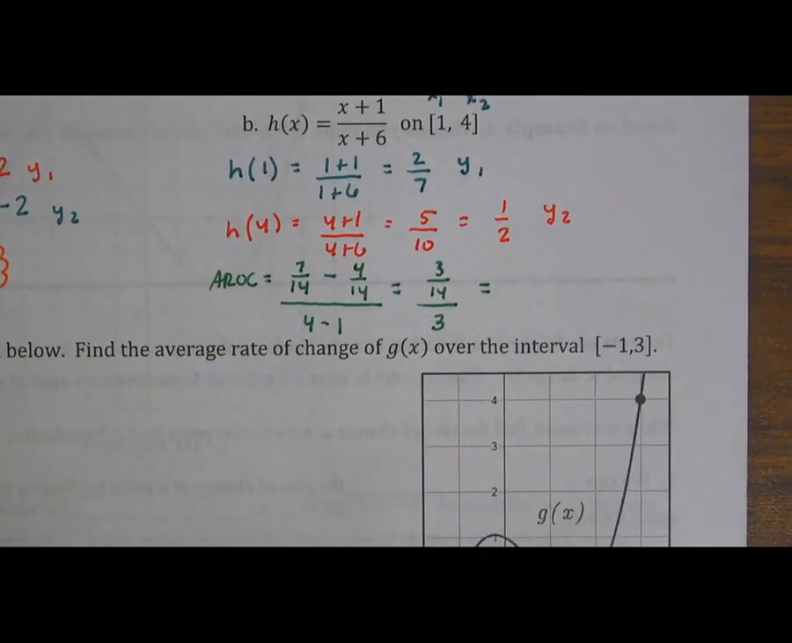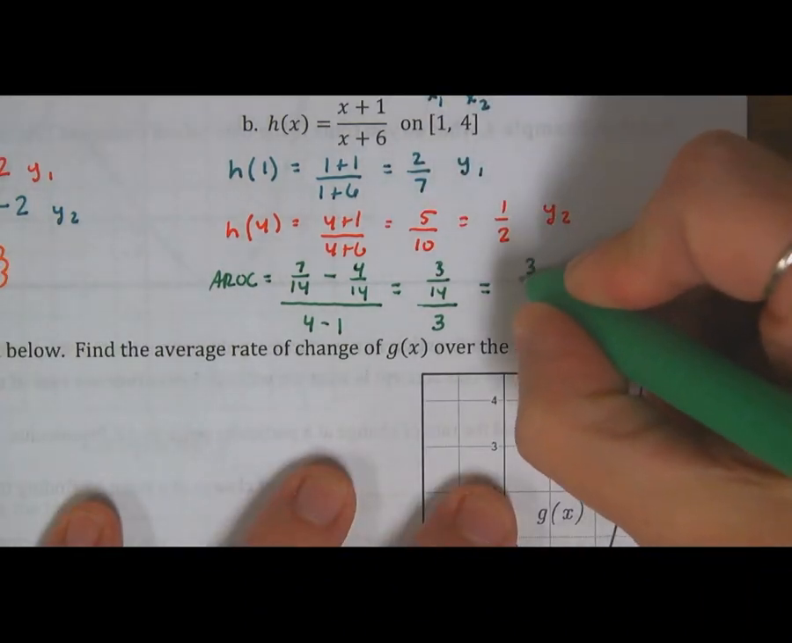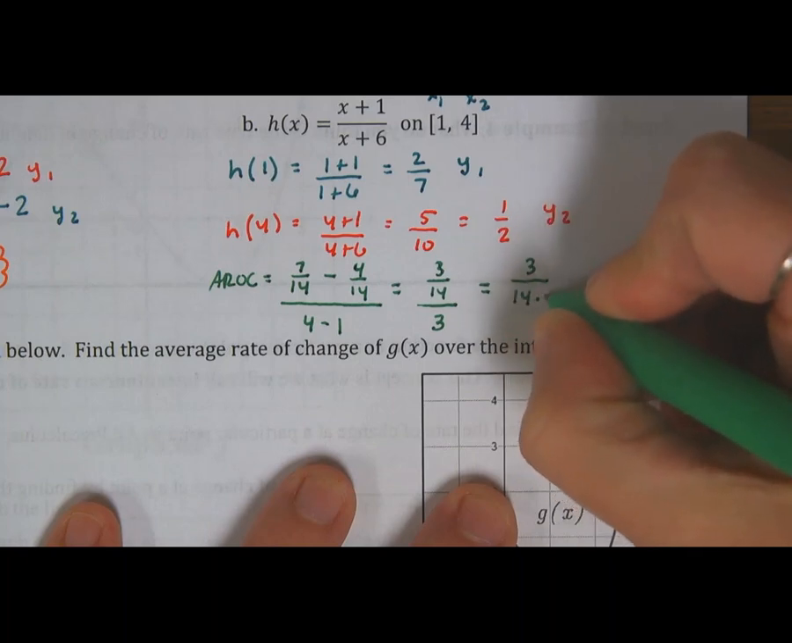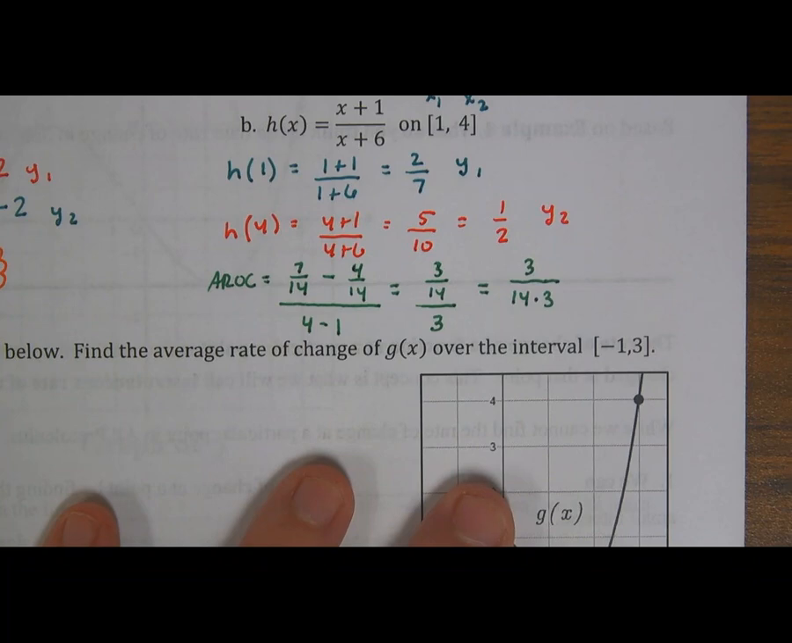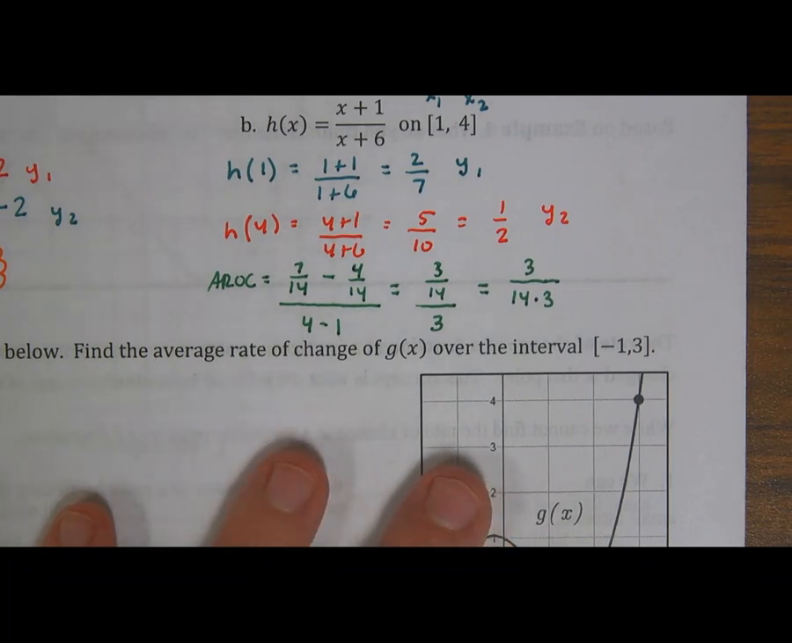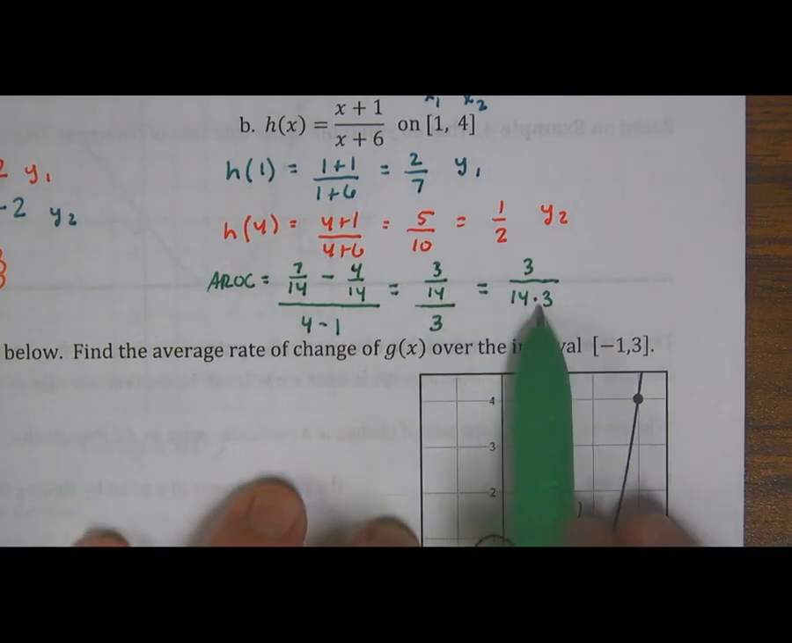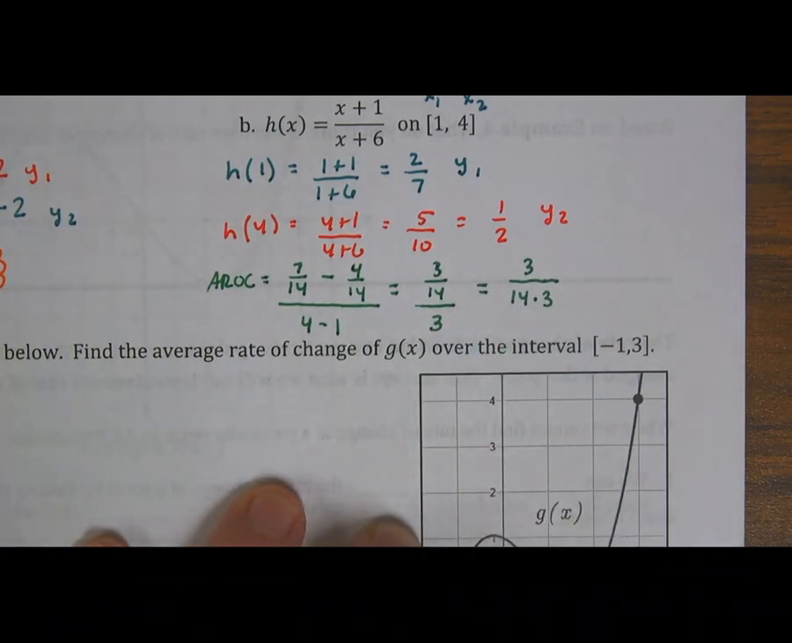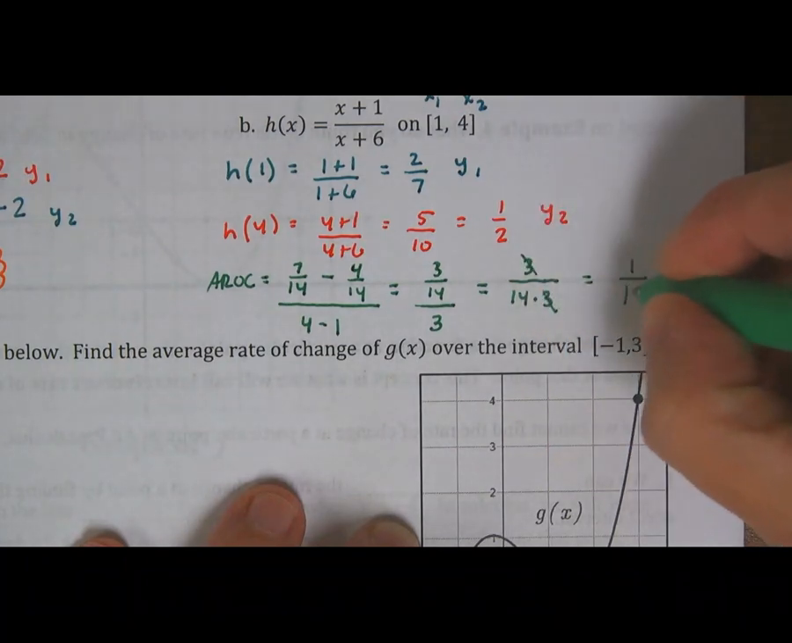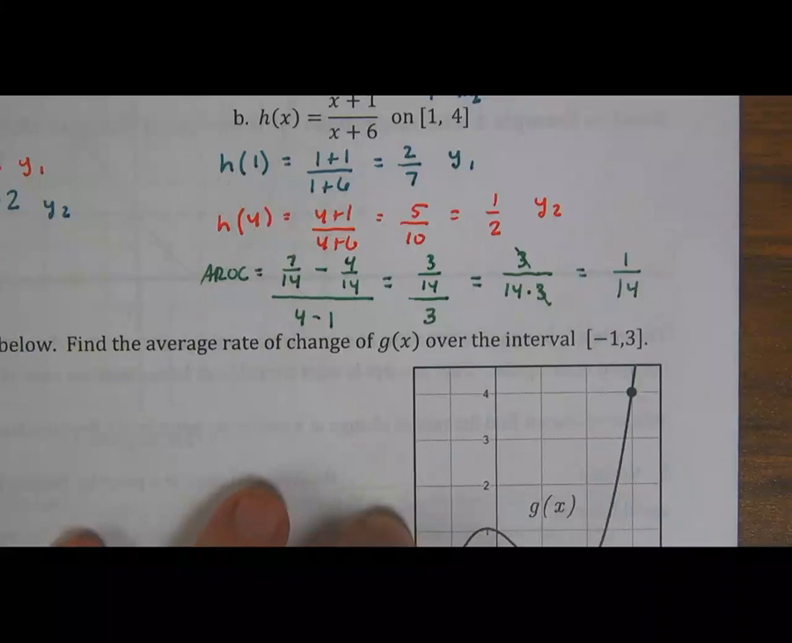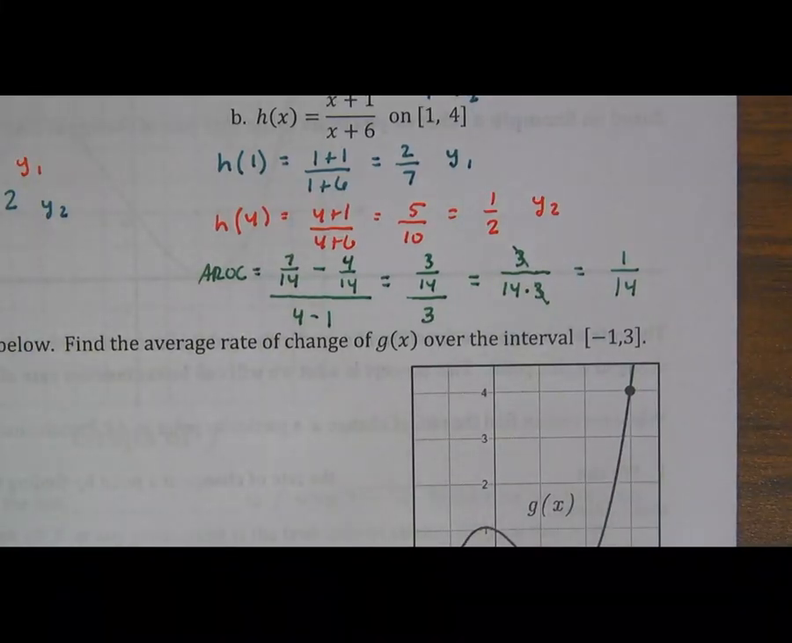I want to show you a little trick right here that you may not know. When you have a fraction divided by another number, that's the same thing as this. These are the same thing. The 3's cancel and we end up with 1/14. Now, I want you to look at this and ask me any questions that you may have.